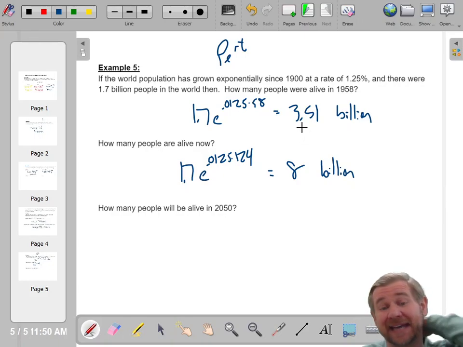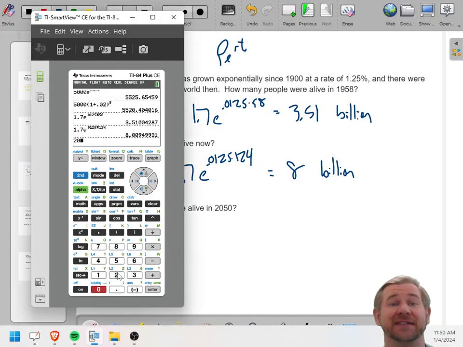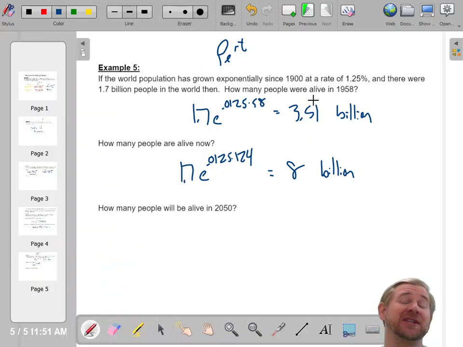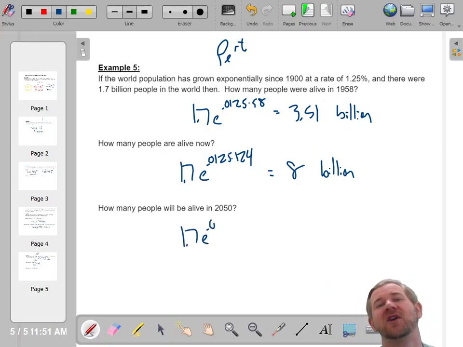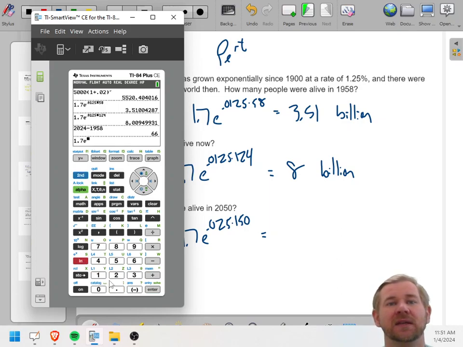So, okay, think about that. If you were alive in 1958, so if you're born in 1958, you got, let's see, 2024 minus 1958, so 42 plus 24 is 66. You're 66 years old. The population has more than doubled in your life. It would be about 7 now. It's over that. Now let's use the same model to kind of predict what would happen in 2050 from 1900 is 150 years, 1.7 e to the 0.0125 times 150. How many people should we expect in 26 years?